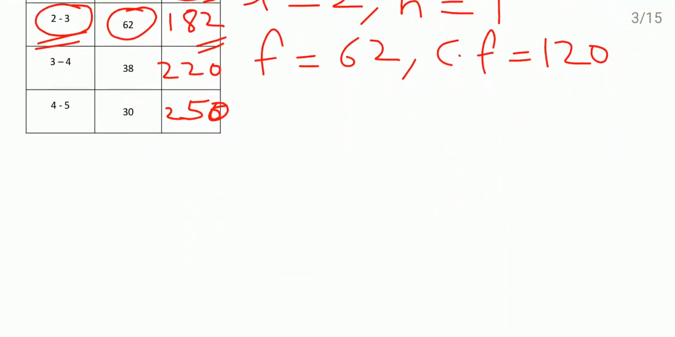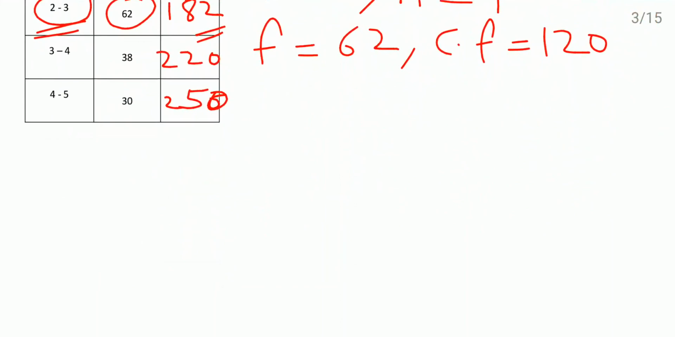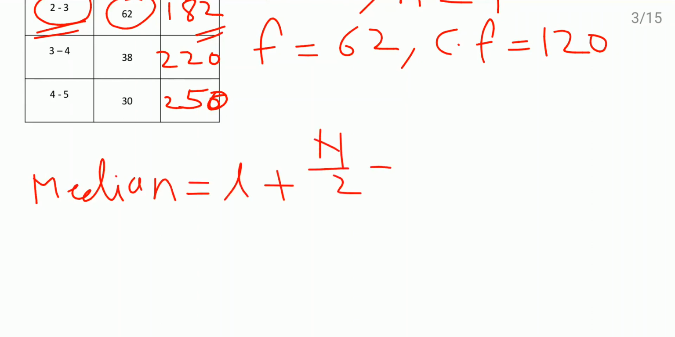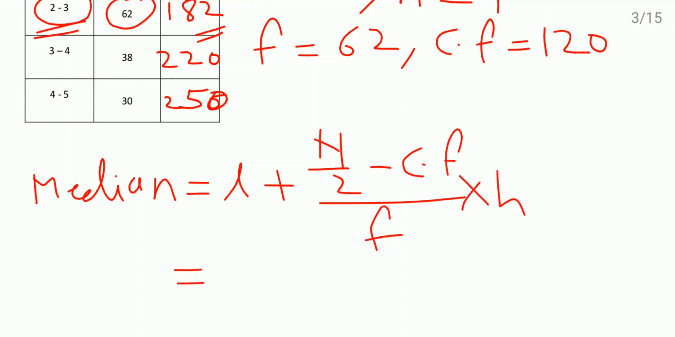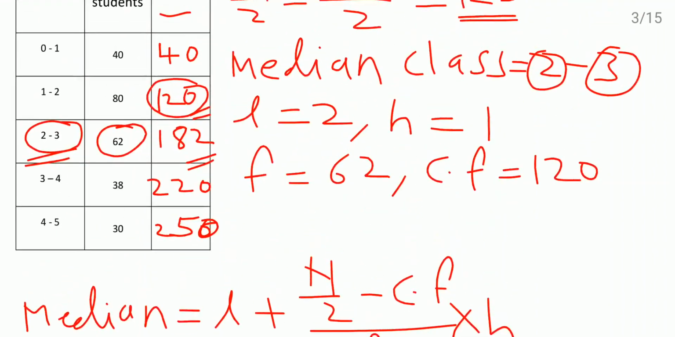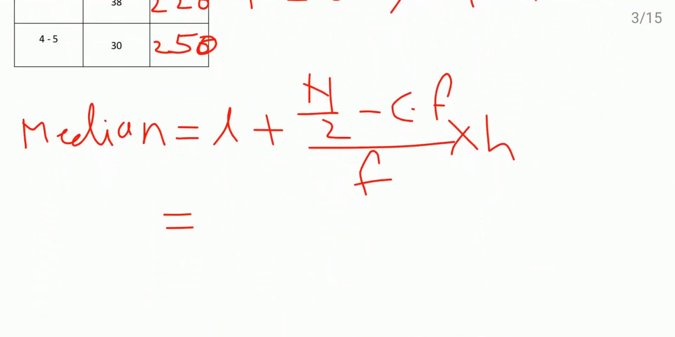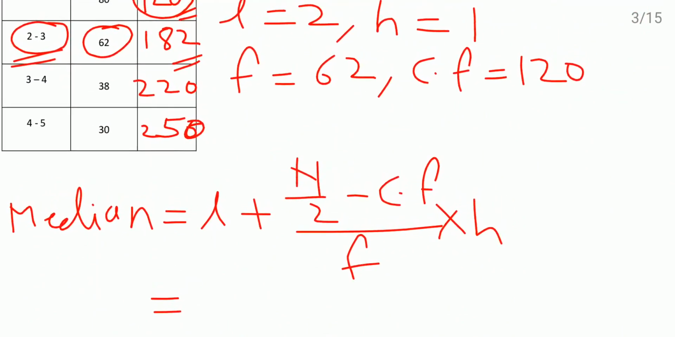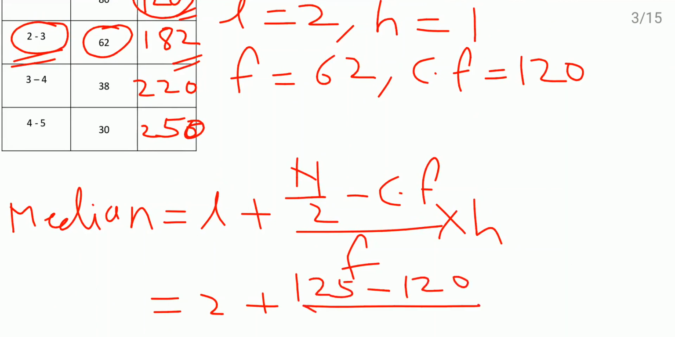So here I'll write down the formula. Median is equal to L plus n by 2 minus CF, divided by f, into h. Now what is the lower limit here? Lower limit here is 2. Let me write properly here. This is 2 plus n by 2, which is 125, minus CF. CF is 120, divided by frequency, which is 62, and h, the class width, is 1.